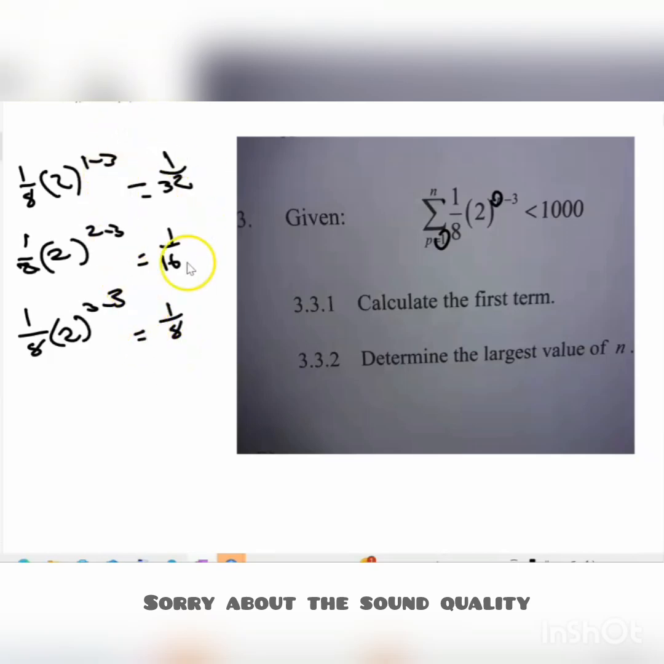So now we have our 3 terms, right? 1 over 32 is our first term. Our second term is 1 over 16. Then our third term is 1 over 8. Now we have to determine what type of sequence it is. So we have to find the common difference or the common ratio. If it's not, we're going to have a quadratic equation.